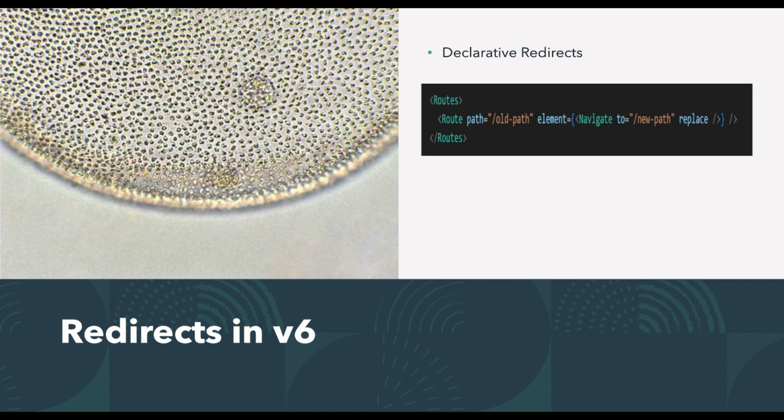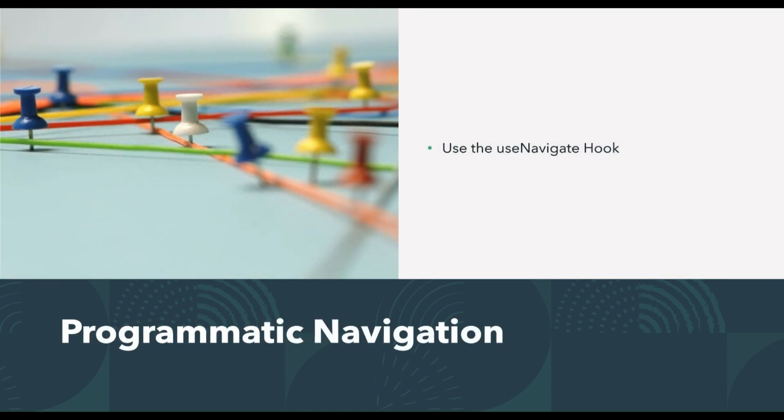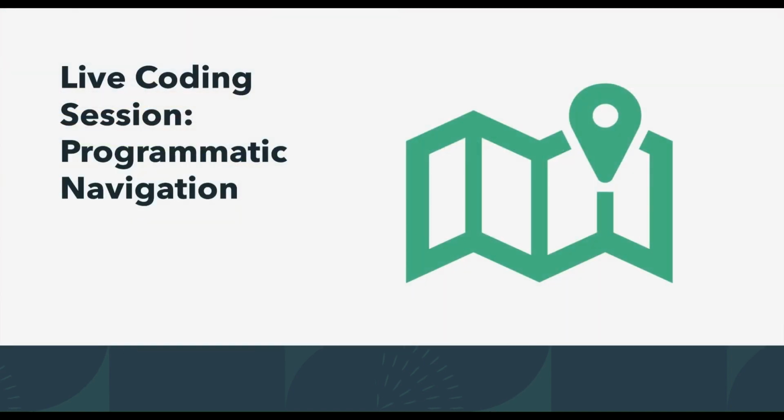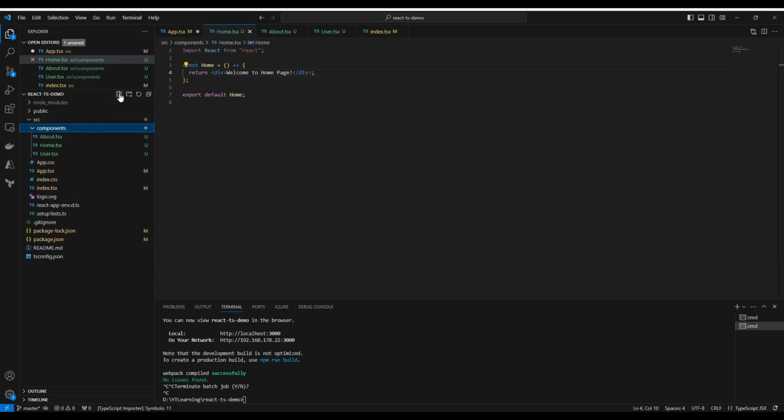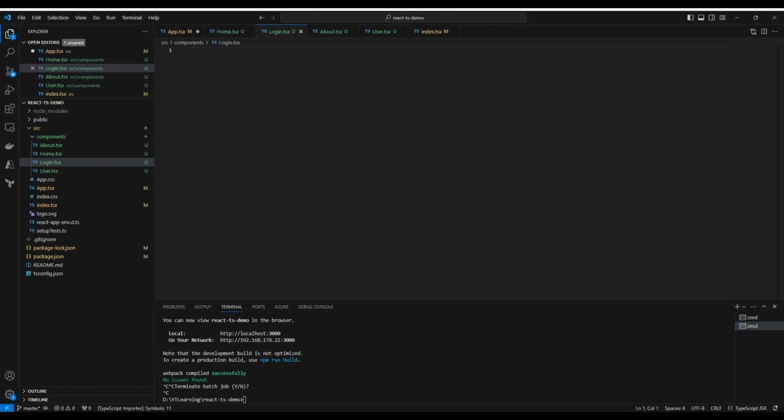Let's shift gears and focus on programmatic navigation. Sometimes we don't want to use links. We want our code to decide the route. Programmatic navigation. Why would we need this? Think about form submissions. After a user logs in, we'd likely want to send them to a dashboard or maybe a welcome page. Let's craft a simple login component with a button. Upon clicking, it'll take us to a home page.